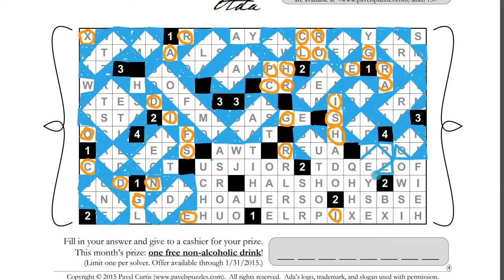This potentially continues. Too many options. Or it goes the other way around. So this continues. Just like that. That's empty. That's empty. Too many options.